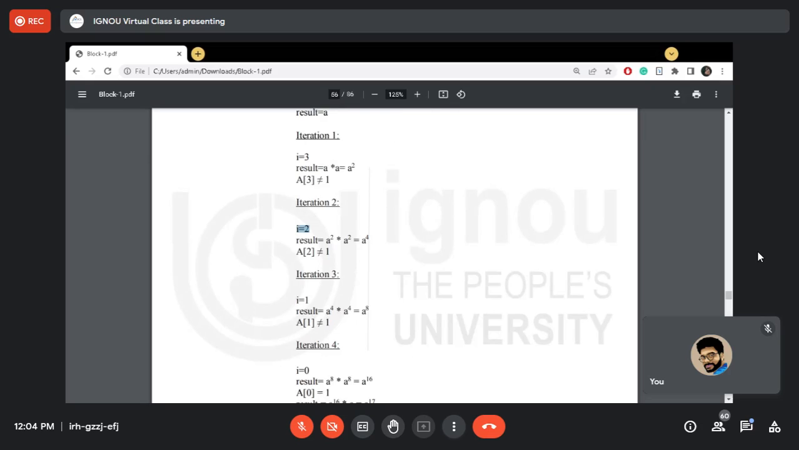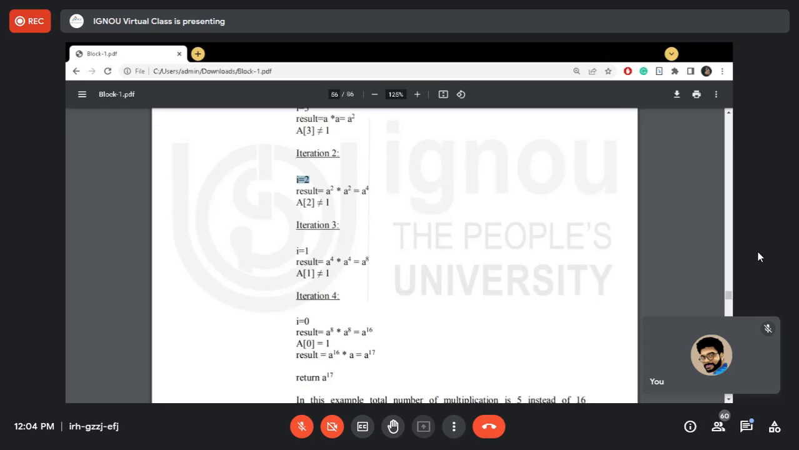Again, we have to multiply result into result. That means A to the power 4 multiplied by A to the power 4, that is A to the power 8. Now we have to check whether the ith location is equal to 1. No, it is equal to 0. Now I is equal to 0. Now result is A to the power 8 multiplied by A to the power 8, which is A to the power 16.